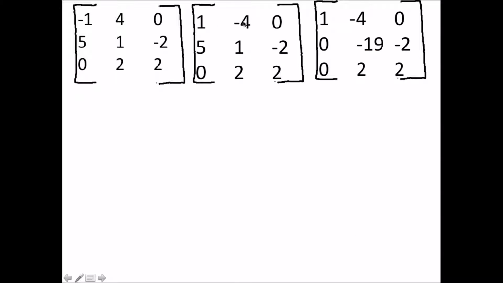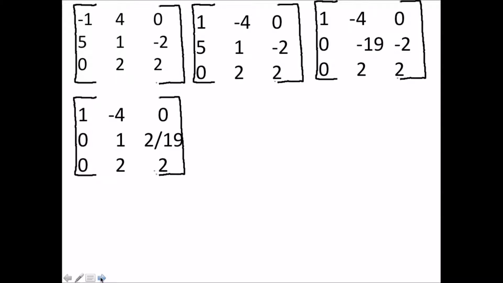The example we are going to be working with is the one shown on the screen. Our first goal, remember, is to get a 1 in the first column, first row. So where this negative 1 is, we want a 1. We are going to do that by dividing by negative 1. We end up with 1, -4, and 0 in the first row. From there, we want to knock out the 5 below the 1. We can do that by multiplying the first row by -5 and adding it to the second row. So we have finished our first step of this algorithm.